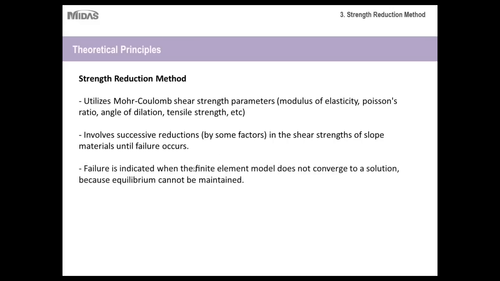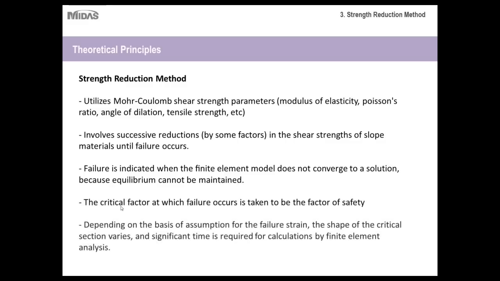Okay. And then, once again, failure is indicated when the finite element model does not converge to a solution. So in other words, when the slope is no longer in equilibrium, that's when the model won't converge. And then that's how the factor of safety is calculated when that situation occurs. And then the critical factor at which failure occurs is taken to be the factor of safety. And then depending on the basis of assumption for the failure strain, the shape of the critical section varies, and significant time is required for calculations by finite element analysis.